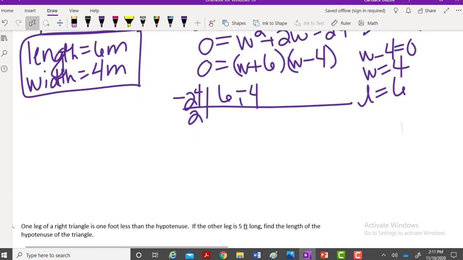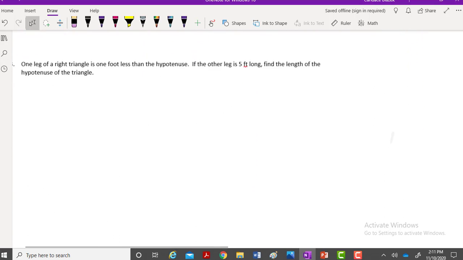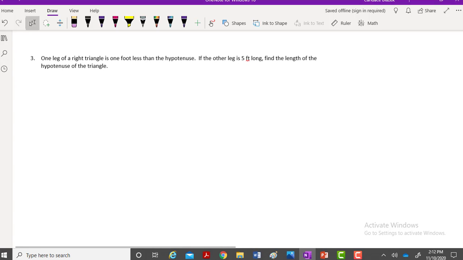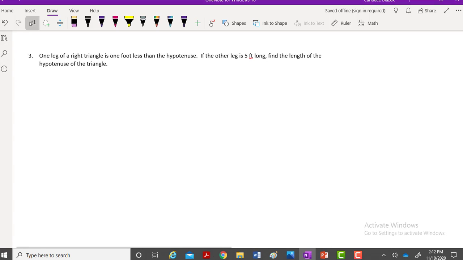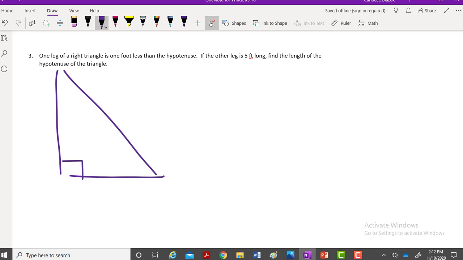One more example. One leg of a right triangle is 1 foot less than the hypotenuse. If the other leg is 5 feet long, find the length of the hypotenuse of the triangle. So let's go ahead and draw a picture for this one as well. It tells me that we have a hypotenuse that we want to find, so I'm going to let x be the hypotenuse.